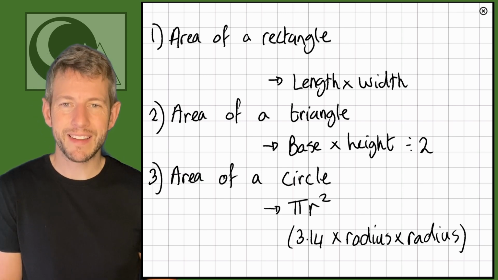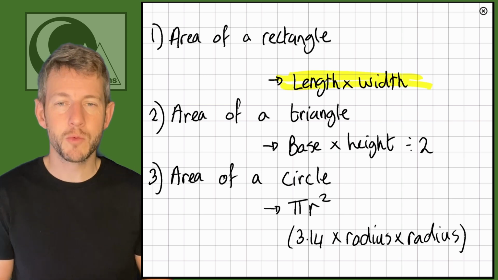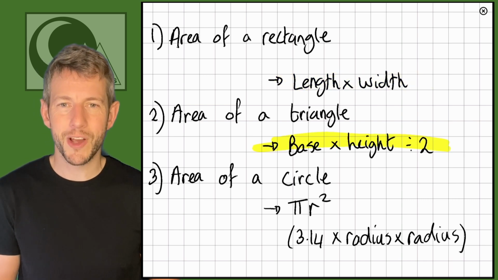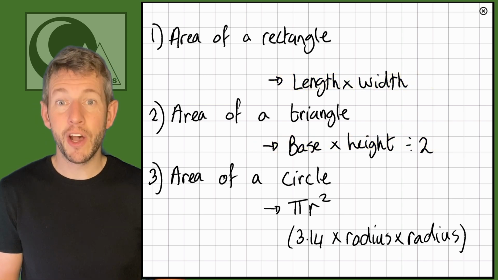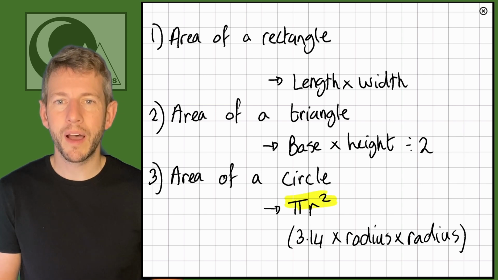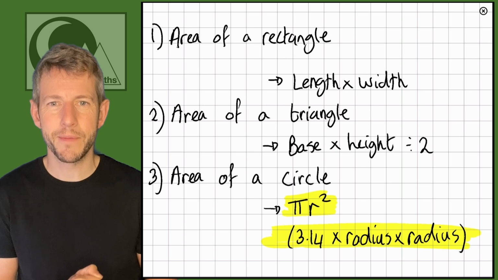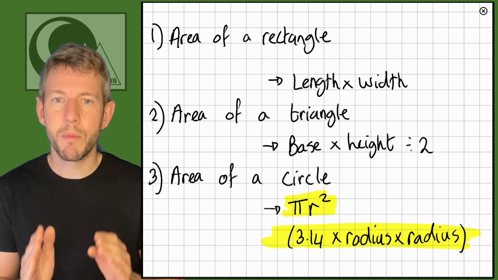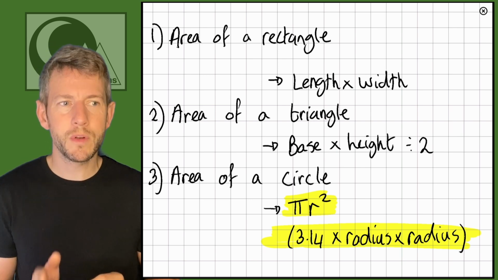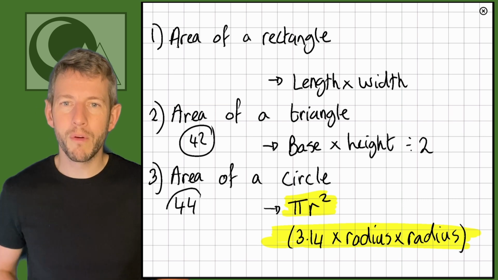So the area of a rectangle, we know, is length times width. The area of a triangle is base times height divided by 2. And the area of a circle is pi r squared, or 3.14 times radius squared. If you need more work on these, remember you can visit tutorials 42 and 44 for more information on triangles and circles.